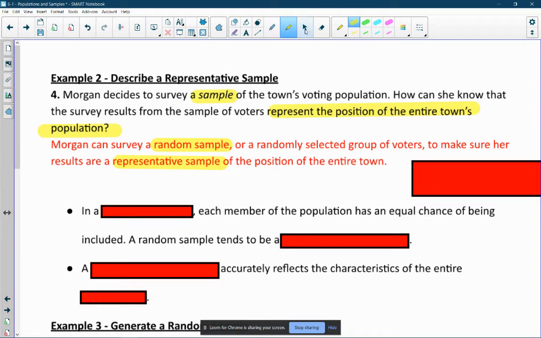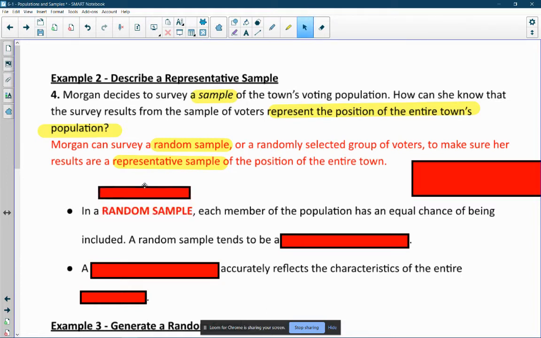So that gives us two key vocab words here. In a random sample, each member of the population has an equal chance of being included. What that means is she's not just going to focus on, say, one neighborhood of people. She's going to pick people from random parts of the entire town, because all those different parts are going to have different opinions, and that's what she wants. She wants the most varied beliefs. So if I wanted to know the favorite song of the entire school, I would pick people from each grade level and ask them, not just, say, seventh graders.